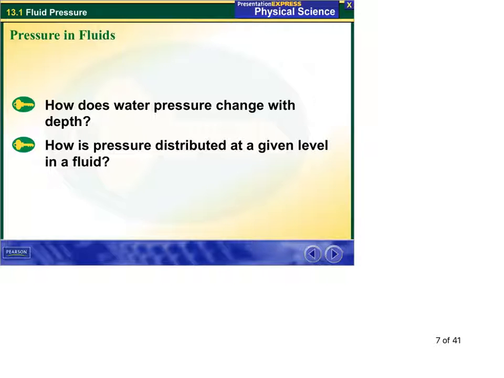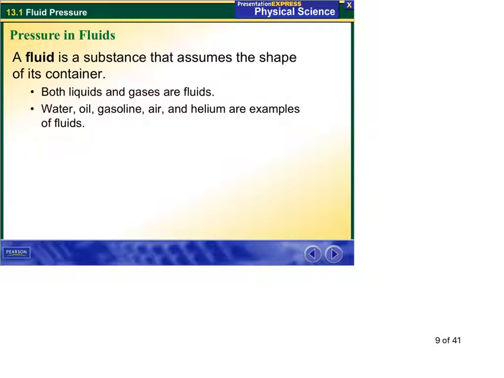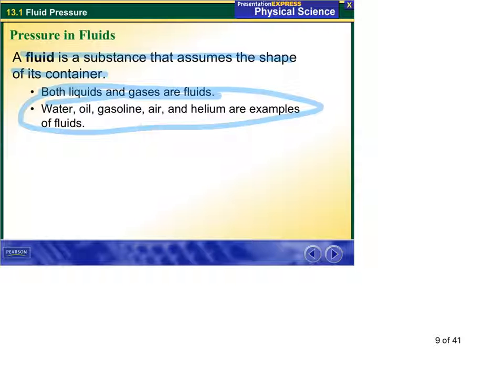Key question, how does water pressure change with depth? And how is pressure distributed at a given level in a fluid? Water pressure increases as depth increases. Pressure in a fluid at any given depth is constant and exerted equally in all directions. A lot of key ideas in that little statement. Fluid assumes the shape of its container. Gases and liquids are fluids. And then here we have some examples of fluids.